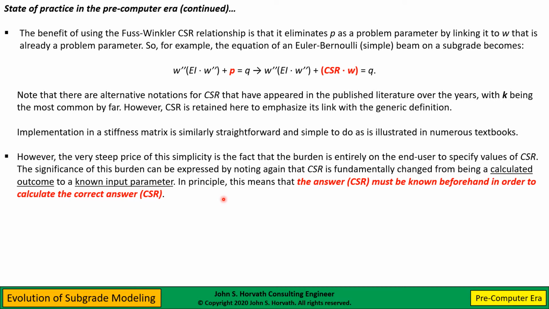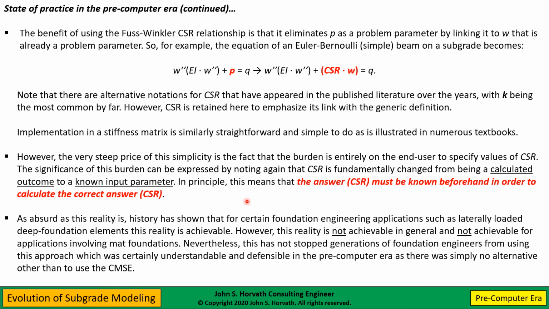And if this sounds like a ridiculous example of circular logic, folks, it is. Okay? It is simply a statement of reality. This is the price we pay for being able to say, yeah, I know the subgrade reaction beforehand. When in reality, subgrade reaction is a calculated result from an ideal analysis.